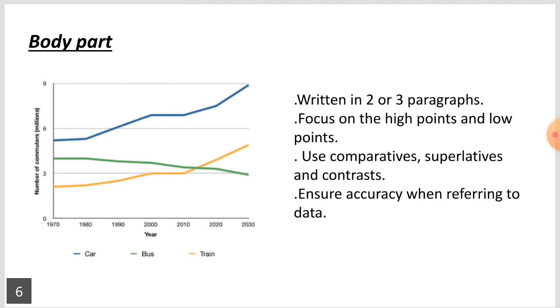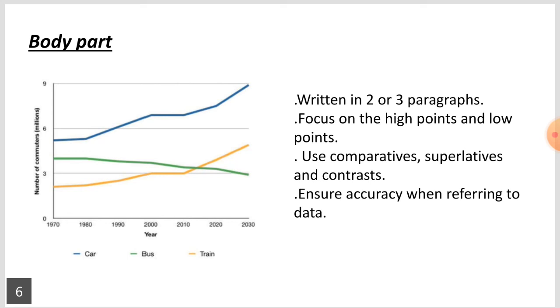The next thing to be written is the body part. It is not advisable to write it in one paragraph. It has to be written in 2 or 3 paragraphs. Over here, you will have to focus on the key features and also the high points and the low points of your chart. Now let us identify the high points and the low points.